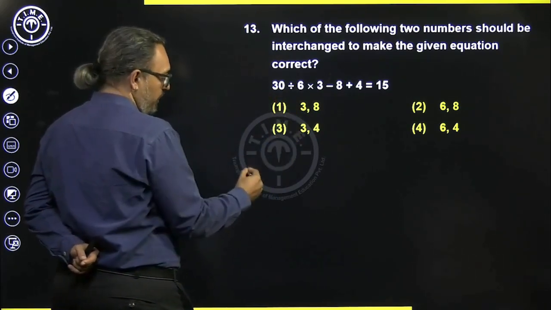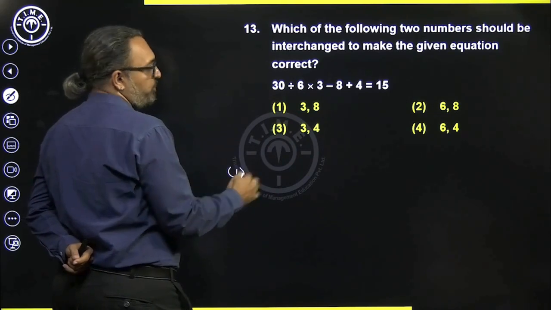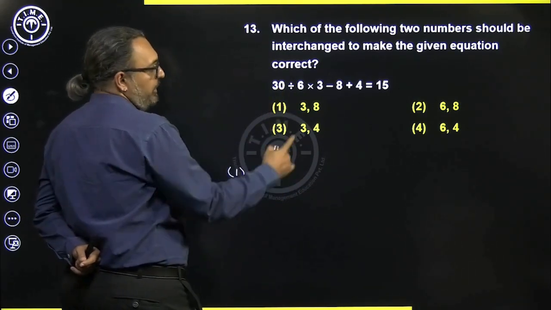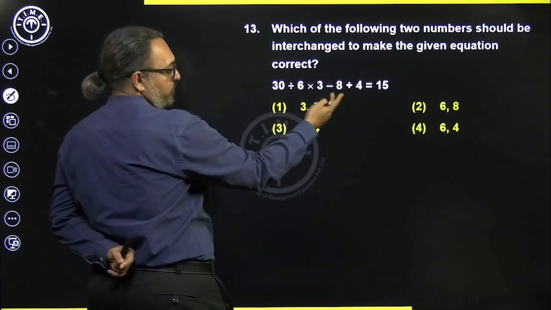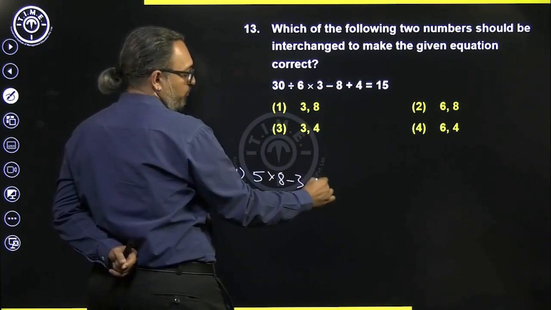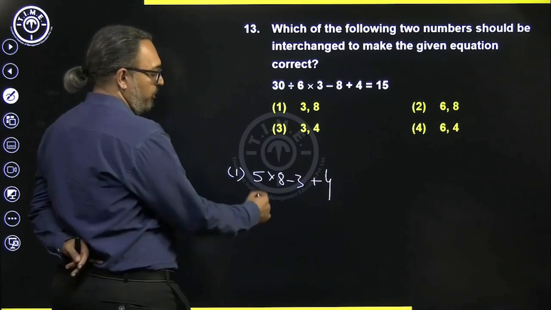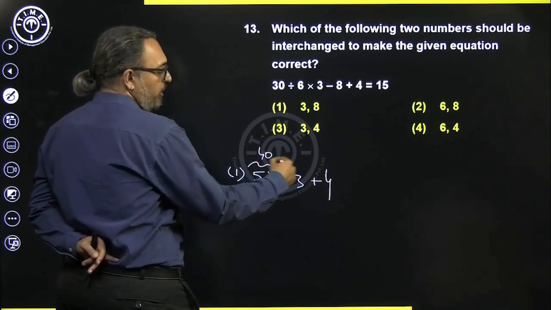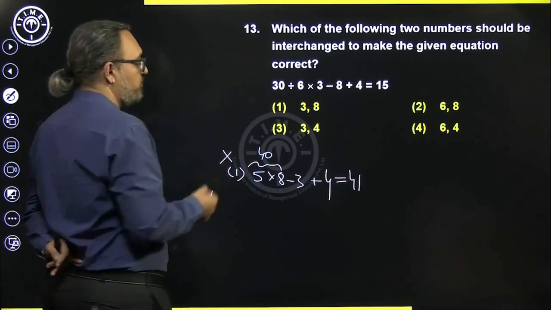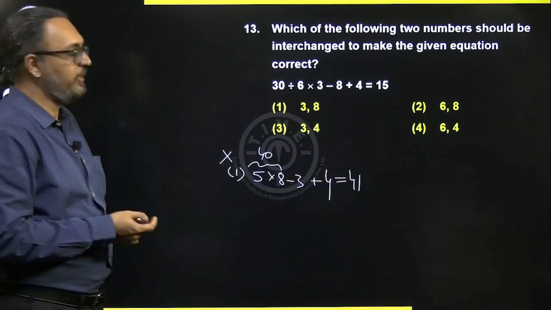In the first option, when I substitute the first option, 30 divided by 6 will be as it is, that is going to be 5. Then 3 and 8 are exchanged. So that means you have 5 into 8 minus 3 plus 4. Will I get 15? No, because this is 40 plus 4, 44, 44 minus 3 you get 41. So obviously first option doesn't work, correct?